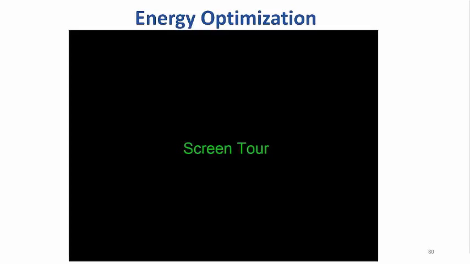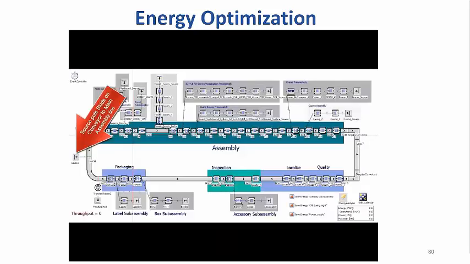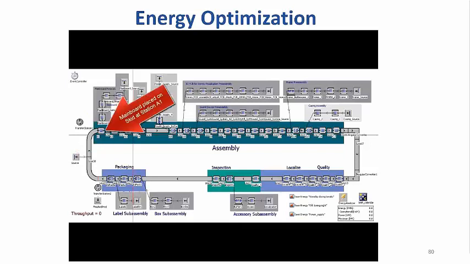And now we have a video of an energy optimization of an LCD TV flat screen production facility. Start with a screen tour of our plant simulation model. The source puts skids on the conveyor to the right, which moves skids up to the main assembly line. The main board is placed on the skid at station A1.